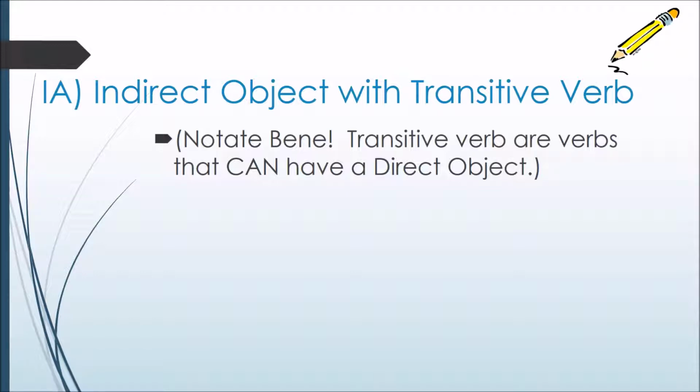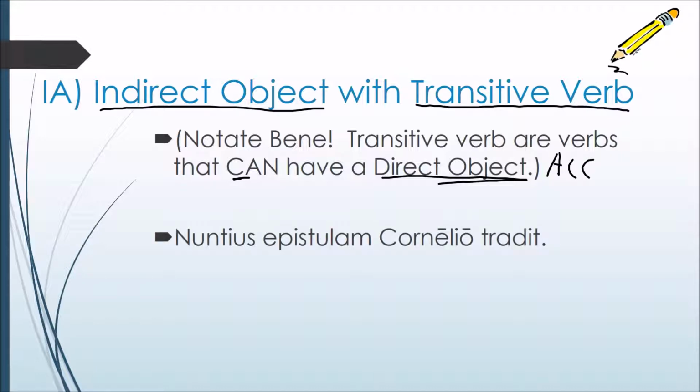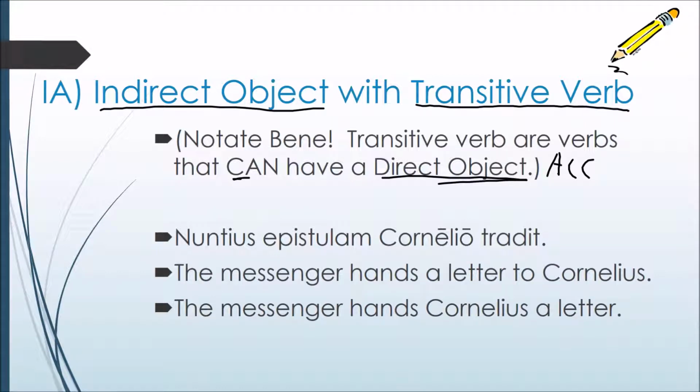Now we have two types of subcategories of indirect objects. Really the only difference is the type of verb that is with that indirect object. Our first subcategory is transitive verbs, and these are the verbs that can take an accusative direct object. For example, nuntius epistulam Cornelio tradet. A messenger hands a letter to Cornelius.